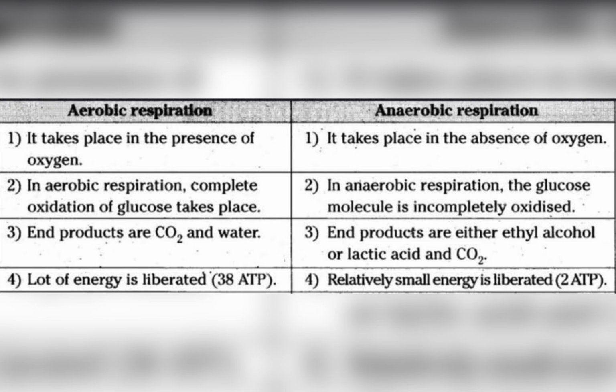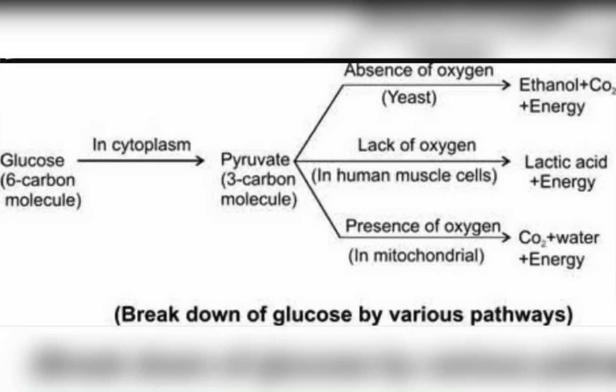Now let's see the three types of breakdown of glucose. Glucose first of all breaks down into two molecules of pyruvate in the cytoplasm, which is known as glycolysis. If oxygen is present, the process takes place in the mitochondria and the products are carbon dioxide, water, and 38 molecules of energy are released.